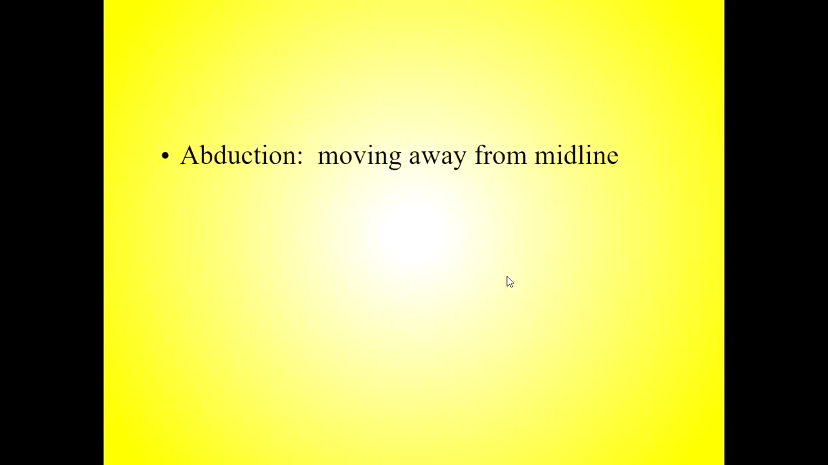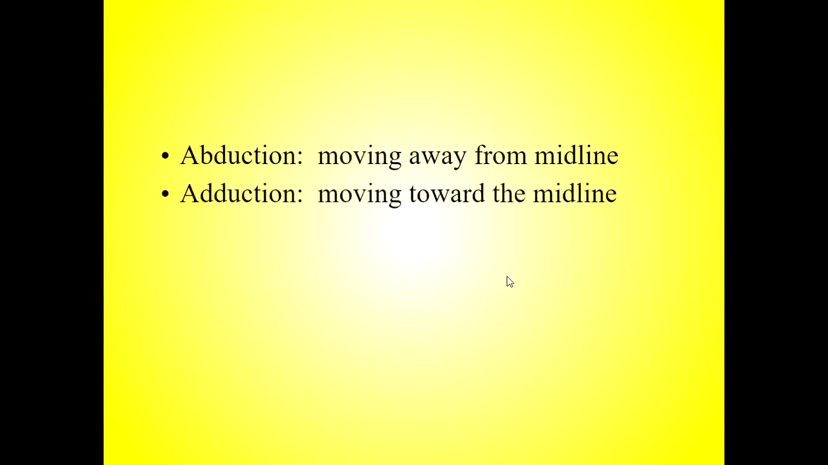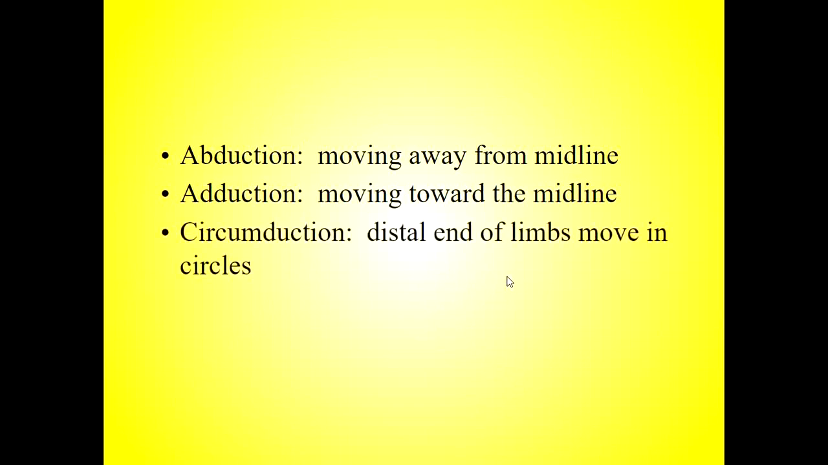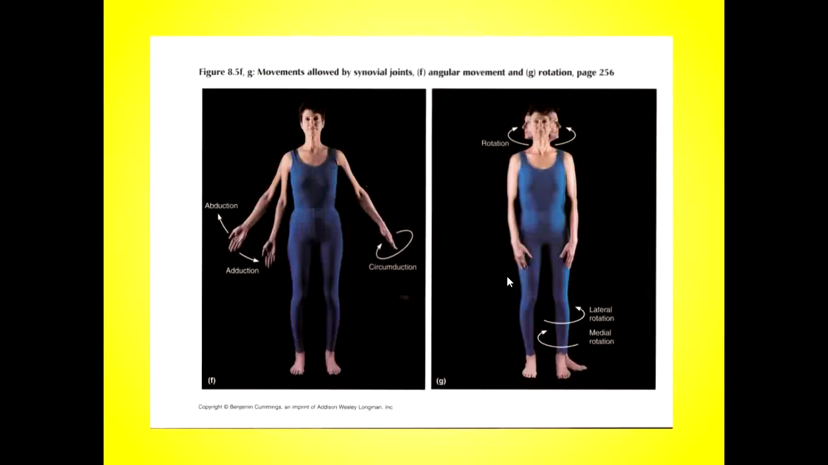We have abduction, which is moving away from the midline. Adduction, which is moving toward the midline. And then circumduction, which is where you take the distal ends of your limbs and move them in circles. Metacarpals. So this would be abduction, and then this is adduction, and then this would be circumduction. And there are others, but these are the main ones that I wanted you to learn.